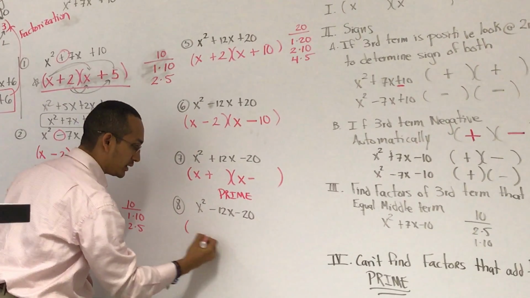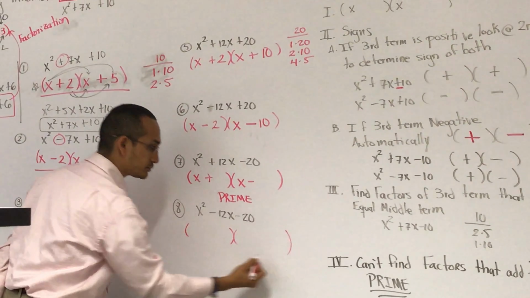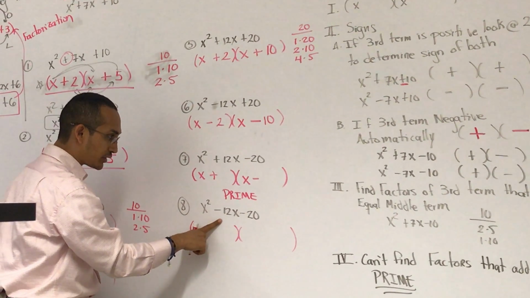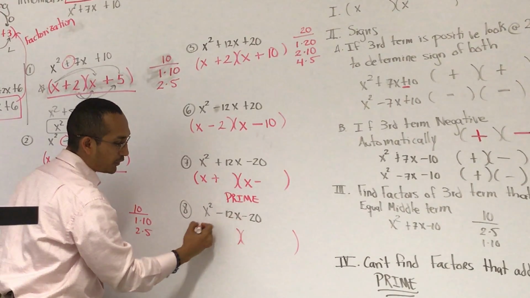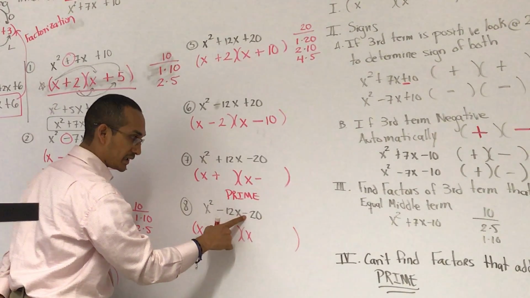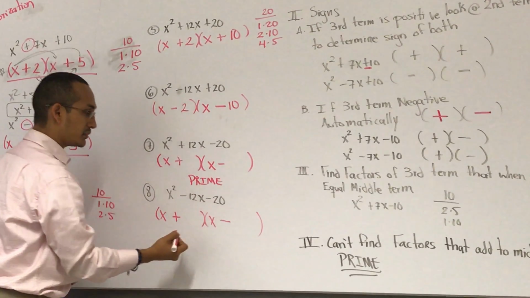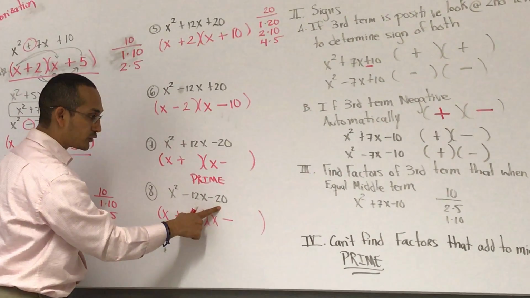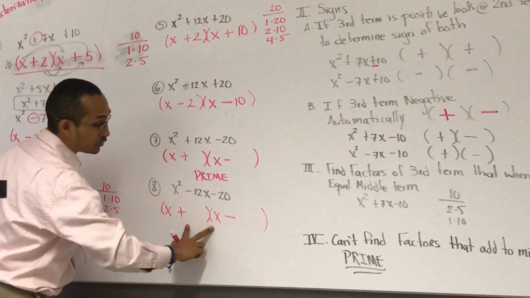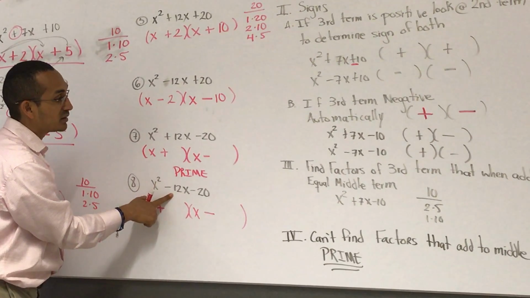Let's start this one here. Let's try this one. X, x, and then it's going to be the negative, right? So one is positive, and one is negative. Factors of 20 that when subtracted give me negative 12.